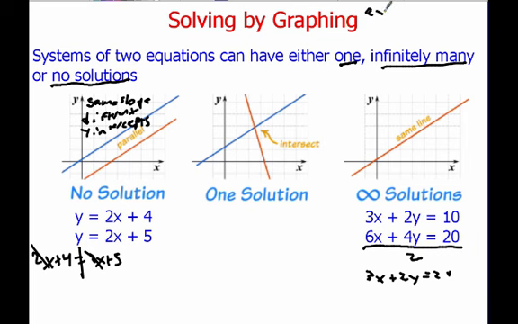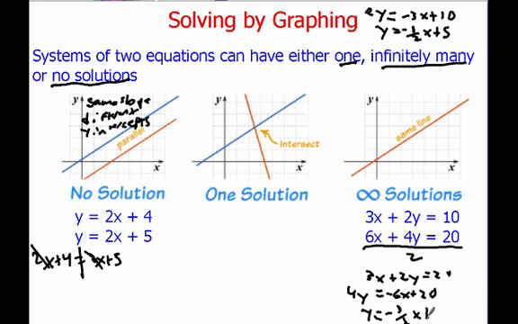I get 2y equals negative 3x plus 10. So y equals negative 3 halves x plus 5. Similarly, 4y equals negative 6x plus 20. Divide by 4, and I also get y equals negative 3 halves x plus 5. So you notice if we take them from standard form to slope-intercept, they're the exact same equation.